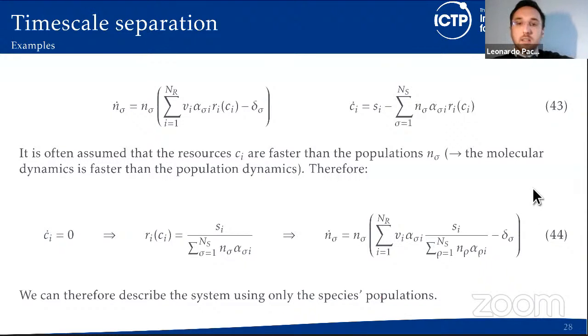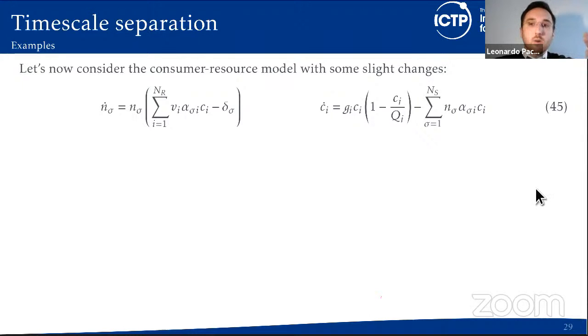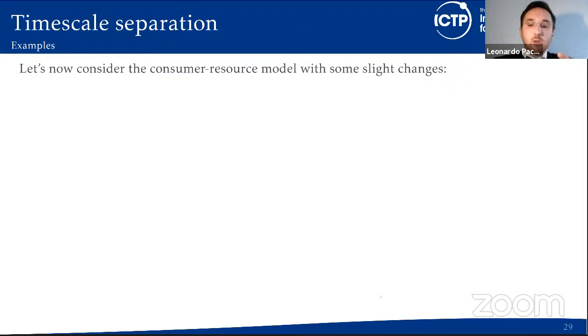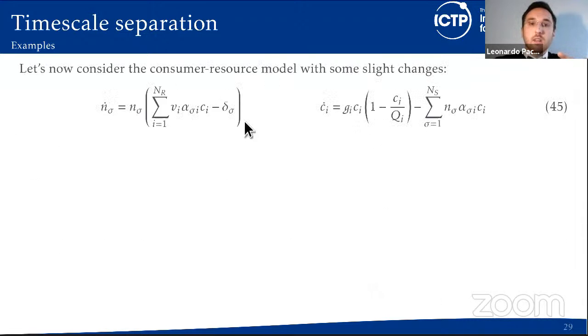Now, there is an interesting case if we consider the same model in a slightly different setting. In particular, these here are the consumer resource equations with two differences with respect to before. Here, I am not writing the nonlinear function R_i that I was using before, but I am just using C_i. But on the other hand, the resources now are not supplied with constant rate, but I have written, as you can see, a logistic equation for their growth.